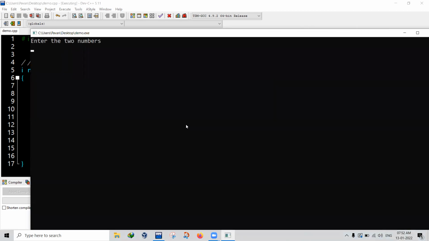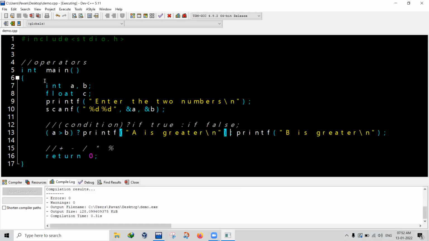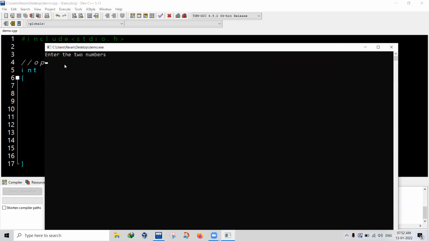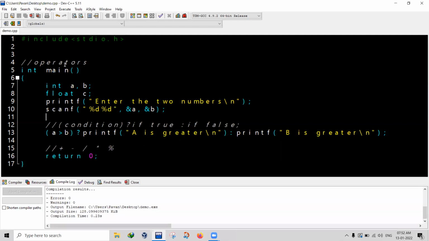Okay, now let's come here. It's asking me to enter two numbers, 5 and 2. You can see a is greater because a is my value 5. And if I give another input, let's say 2 and 5, now we are printing b is greater. This is the conditional operator, guys. This is a very, very important conditional operator, and using it you will be given a program to write. This simple syntax, condition, question mark, if true, colon, if false. These 4 lines will fetch you 5 marks.